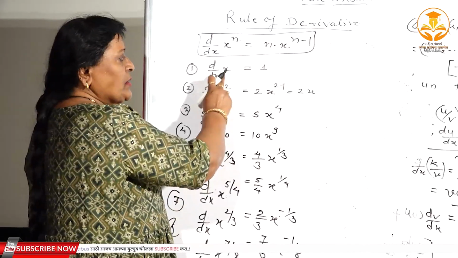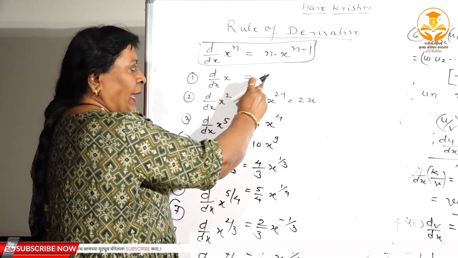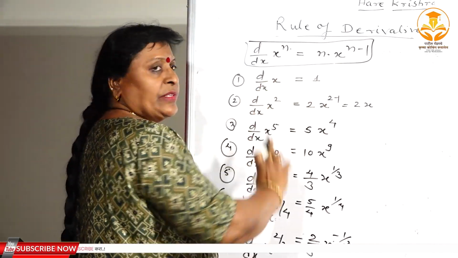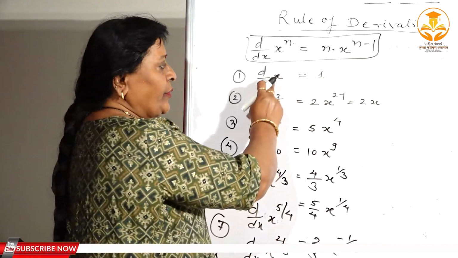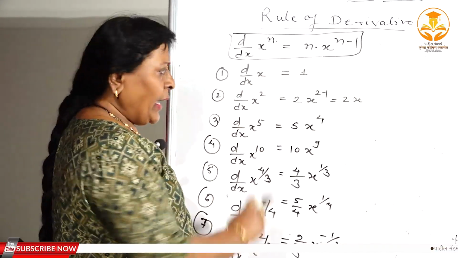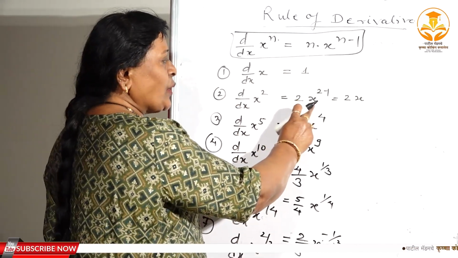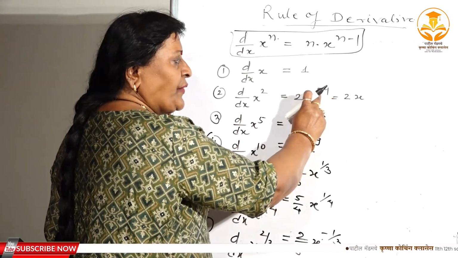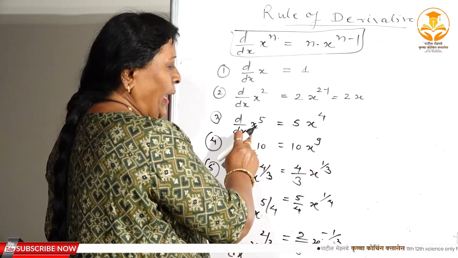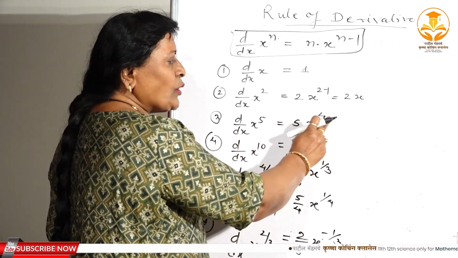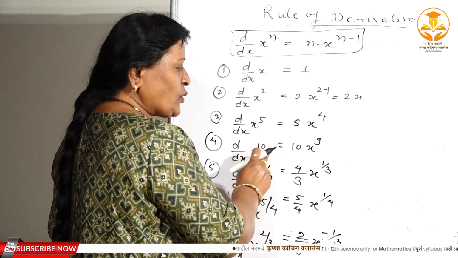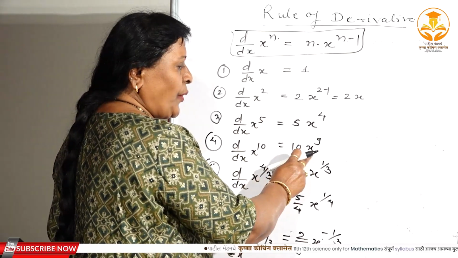Right? Here, what is the power? 1. 1, x to the power 1 minus 1 means 0. So, the derivative of x is always equal to 1. Remember, the derivative of x is always equal to 1. X square, 2 into x to the power 2 minus 1. 2 minus 1 means 1, means the power of x is equal to 1, 2x. X to the power 5, 5x to the power 4. Power multiplied, and from the power of x subtract 1. X to the power 10, 10 into x to the power 9.